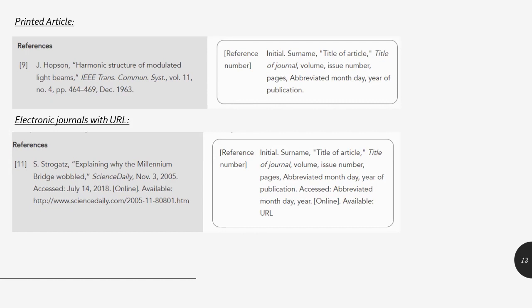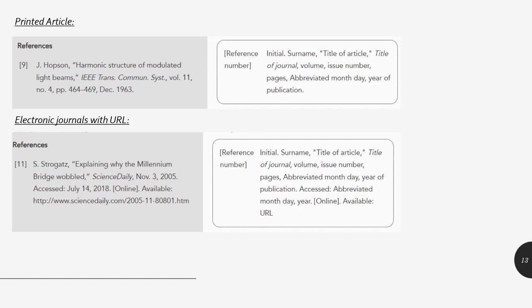Sometimes you may have the day or you may not. In the example on the left-hand side, in still printed article, as you can see, we don't have a specific day for the date. It is just December abbreviated, 1963.